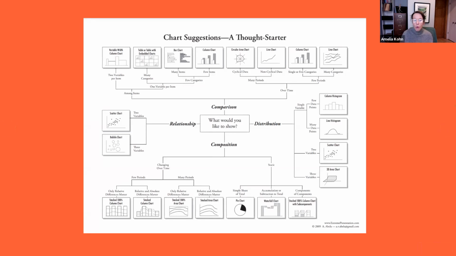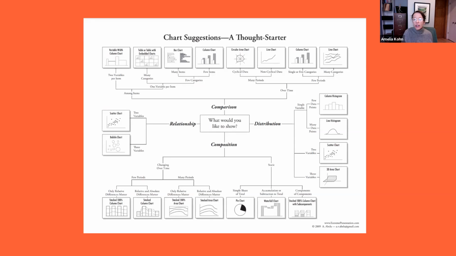You may also want to show distribution. What he means by distribution is you have a bunch of data points, say the ages of participants in a program or the test scores of students in a class, and you want to know how spread out or bunched up they are. Are most of the students doing really well and at the high end, or are most of them doing really poorly and at the low end? So if you want to show the distribution, or whether they are really spread out, you follow that branch of the decision tree.